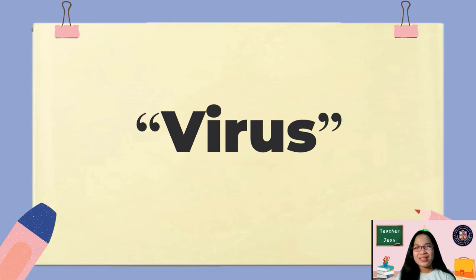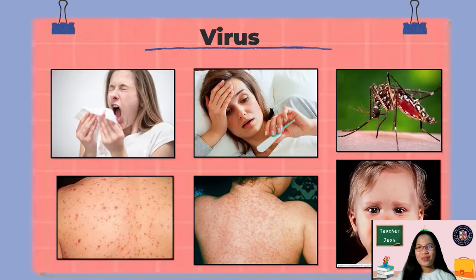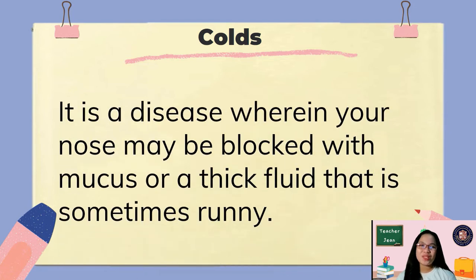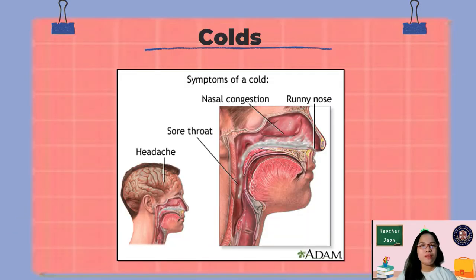Now let's have the diseases caused by viruses. So as you can see on the picture, we have 6 of them. So these are the common ones. The first one is colds. A common cold is caused by a virus. Actually, there are more than 100 types of viruses that can cause a cold.